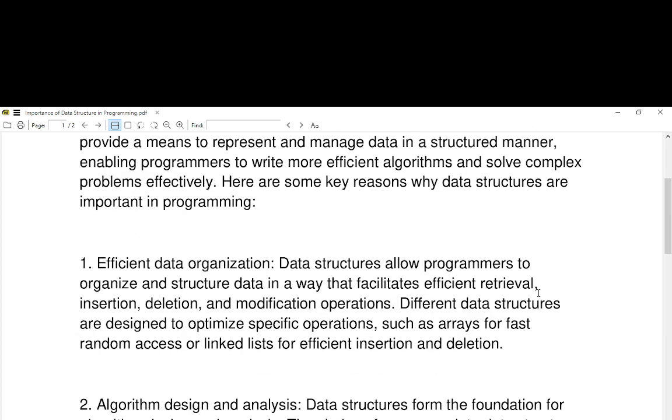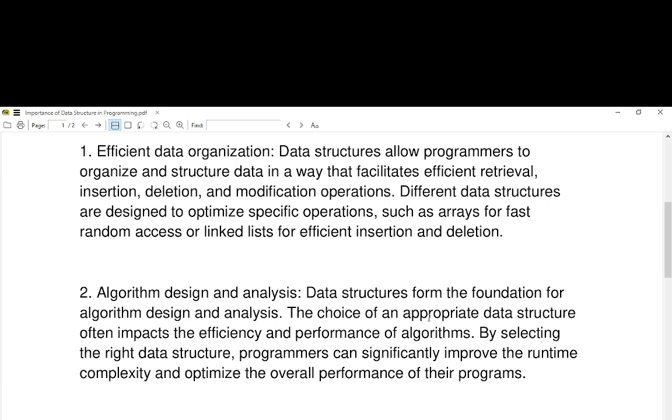Number one, efficient data organization. Data structures allow programmers to organize and structure data in a way that facilitates efficient retrieval, insertion, deletion, and modification operations. Different data structures are designed to optimize specific operations, such as arrays for fast random access or linked lists for efficient insertion and deletion.